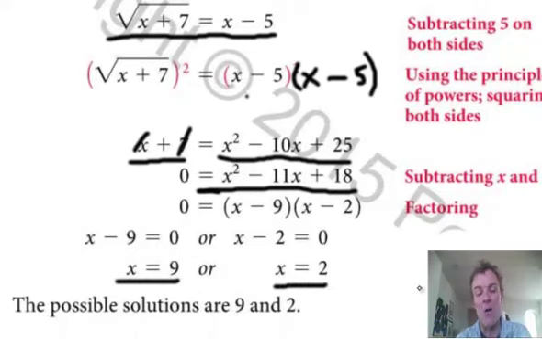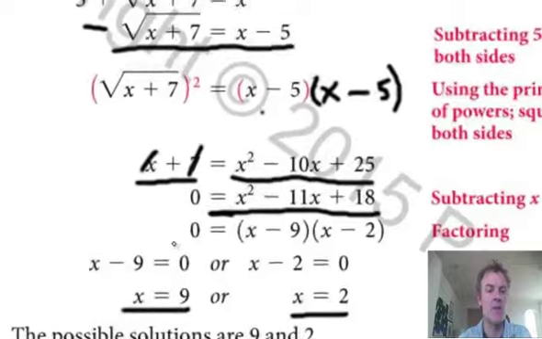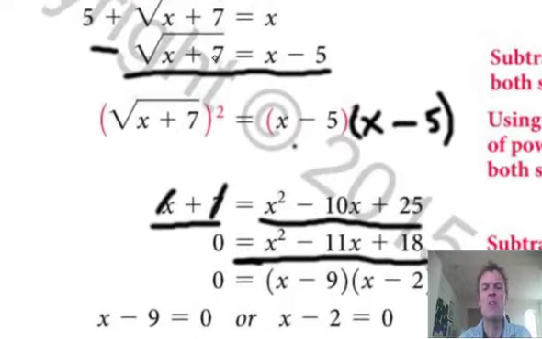Now, the thing is, check. It doesn't really matter where we check. Let's go back up to here. Right, 9. What's 9 plus 7? 9 plus 7 is 16. The square root of 16 is 4. If we put the 9 here, what's 9 take away 5? That's 4. That works.